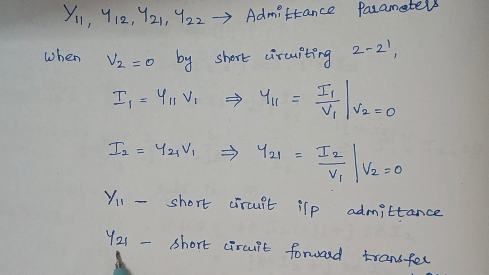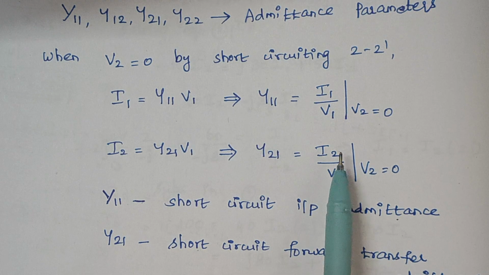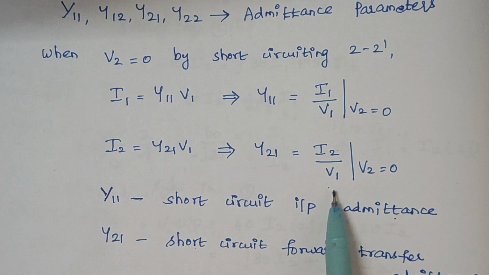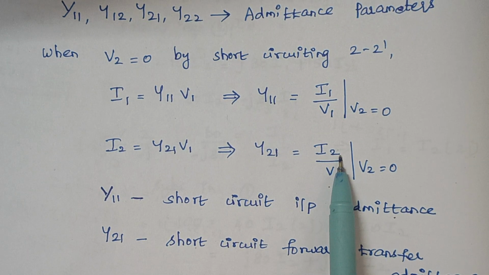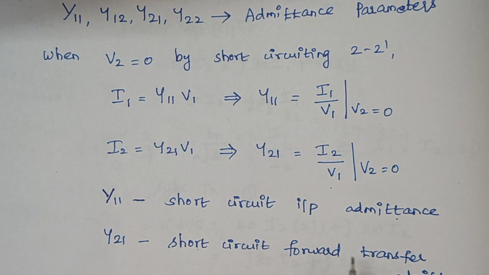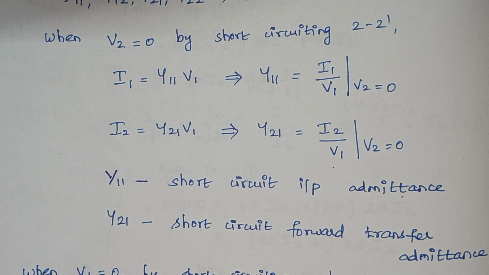Now for Y21, again this is the value of admittance and again this is obtained by short circuiting. But here the thing which gets related is voltage on the input port and current on the output port. So this is known as short circuit forward transfer admittance. Am I making it clear?